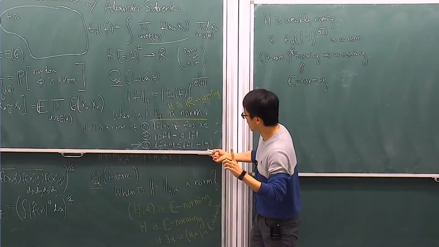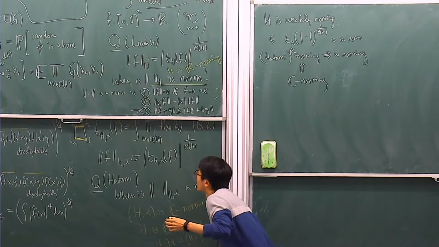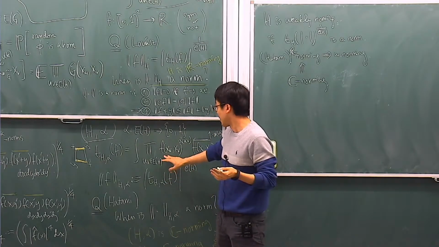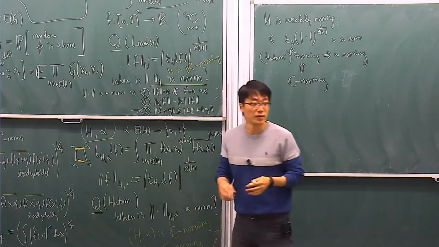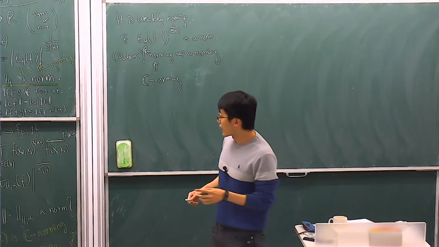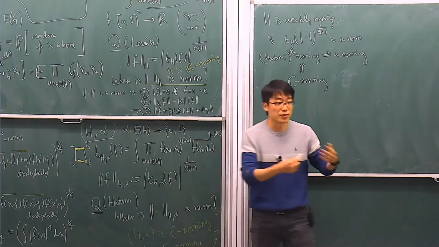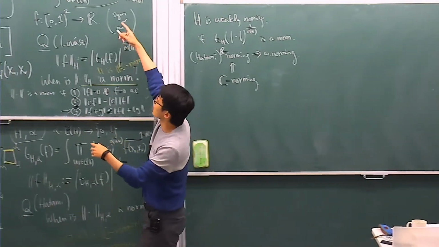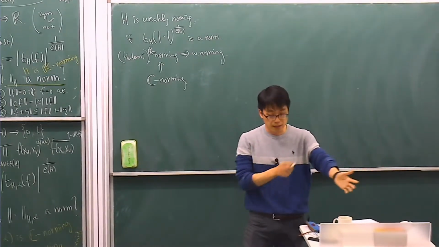If you feel a little dubious about what I've just said, as you see here, if f is a real valued function, then the conjugate doesn't really matter. It always gives you the same term, and the same term is exactly this one over here. So if H is complex norming, then it's in particular real norming.